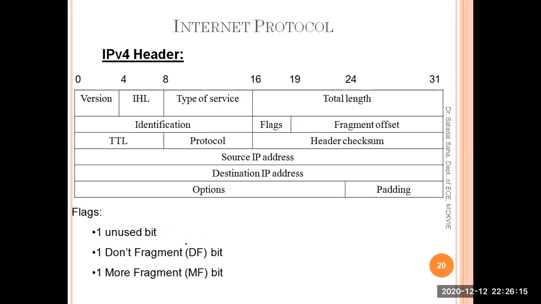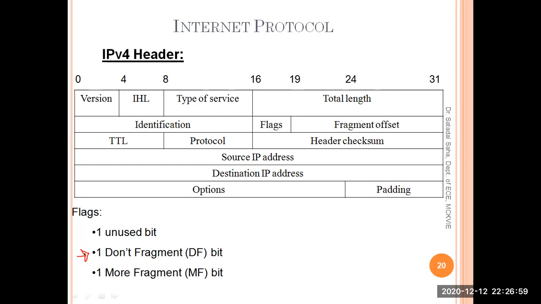Next is the flags. There are 3 bits in the flags, out of which 1 is unused, and this second is the DF bit, or don't fragment bit. It is an instruction given by the source that don't fragment the packet. That means sometimes the router needs to fragment the packet because the underlying network is not capable of sending the whole packet in a single chunk. In that case, before fragmenting, the router observes this particular flag, that is the DF bit. If it is set, then it is an instruction by the source that don't fragment the packet. So fragmentation is not allowed.